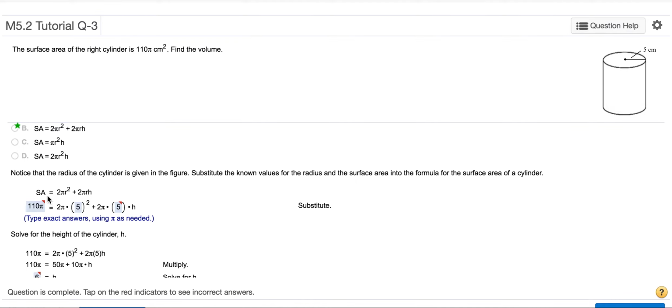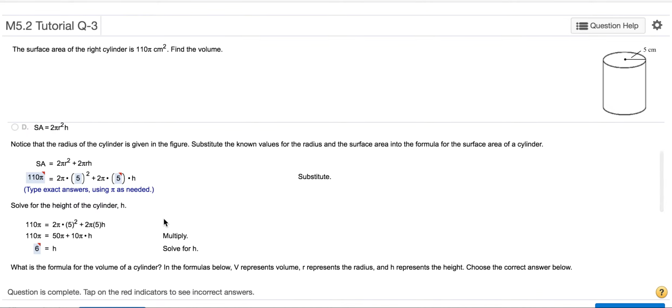So first of all, we know that the surface area is 110 pi. They gave us that information right here at the top. So I'm going to put 110 pi where it says SA equals, and now I'm just copying the formula, but I am going to put in 5 for the radius wherever there's an r in the formula. So 110 pi equals 2 pi times, we have r squared, but we know r equals 5, so 5 squared, plus 2 pi times r, here we know r is 5, times h.